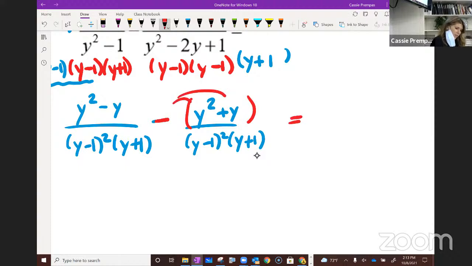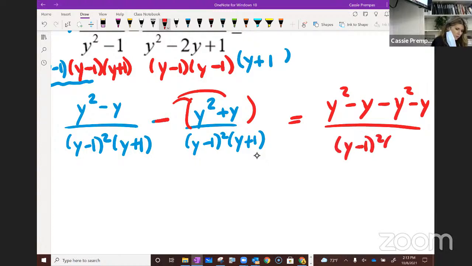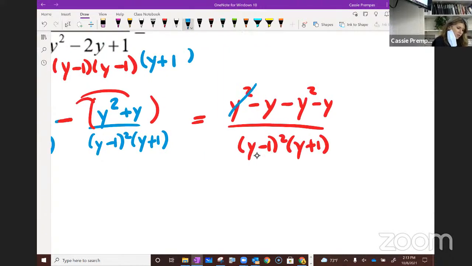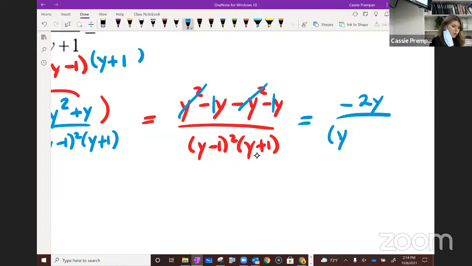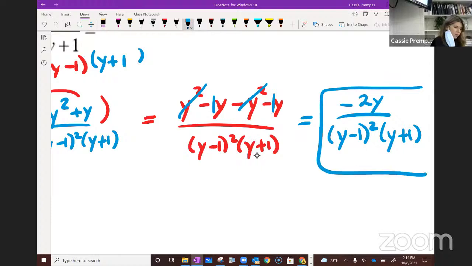So if I start combining here, I'll get y squared minus y squared minus y all over the denominator. The y squareds will definitely cancel. So just be careful with the negative. If we're adding negative 1y plus negative 1y, that comes out to be negative 2y over y minus 1 squared times y plus 1. And that would be it.